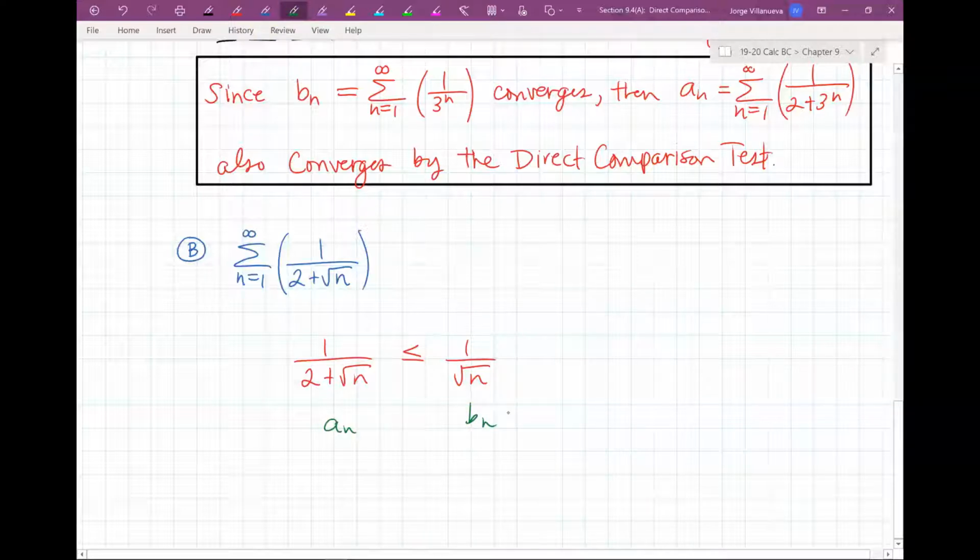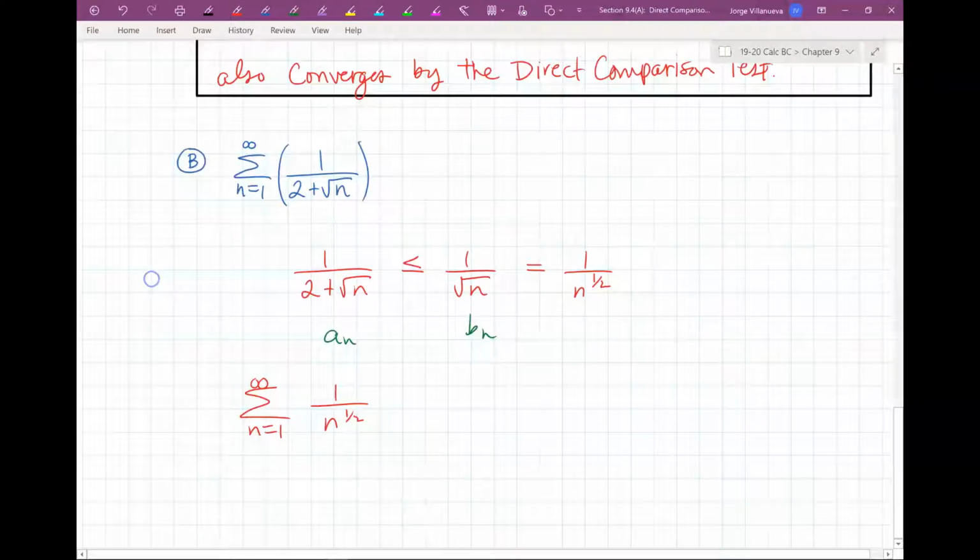All right, so if that's the case, then I don't want to test the 1 over 2 plus radical n because that's what's given to me. I want to test what I created. Now, I want to remind you guys that I can rewrite this as 1 over n to the half. What test can I use to test 1 over n to the half? P series. And what do I want b sub n to do when I test it? Converge, right? I want it to converge. So let's check it. The sum as n goes from 1 to infinity of 1 over n to the half. What does it do? This diverges.